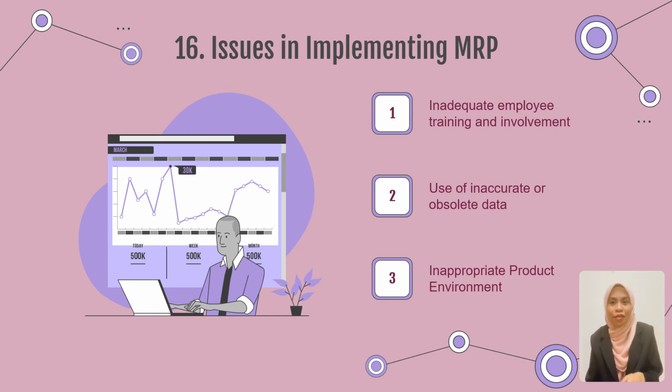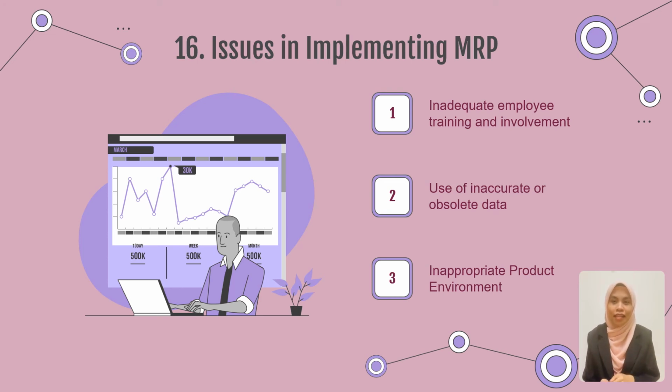The second issue is the use of inaccurate or obsolete data. An MRP system cannot yield good results if the data is either inappropriate or obsolete. In other words, the system will not yield the desired result if the BOM records are not updated regularly. To improve the accuracy of the system, each inventory item should be assigned a unique item code so that it can be identified easily and complexities in data maintenance are reduced.